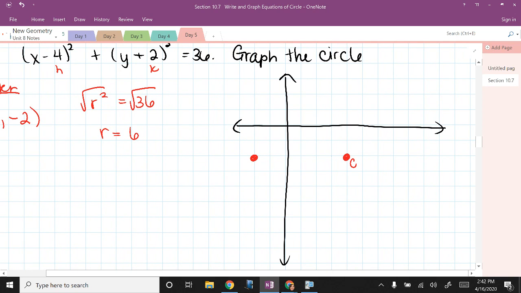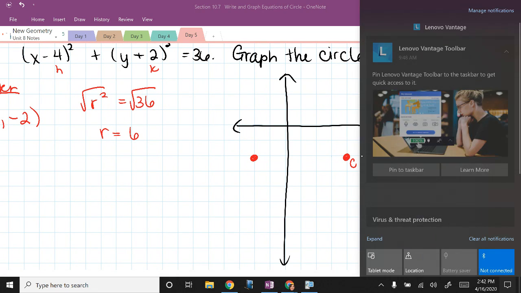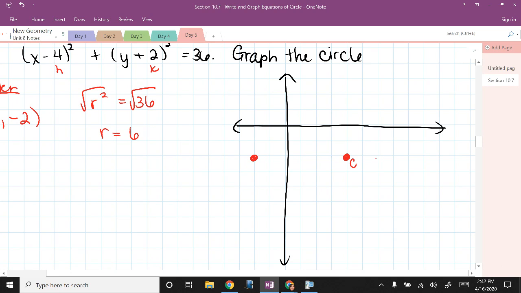I might have to stretch my screen. 1, 2, 3, 4, 5, 6. And then I'm going to go up 6. 1, 2, 3, 4, 5, 6. And I'm going to go down 6. 1, 2, 3, 4, 5, 6. And so that's a kind of an outline.